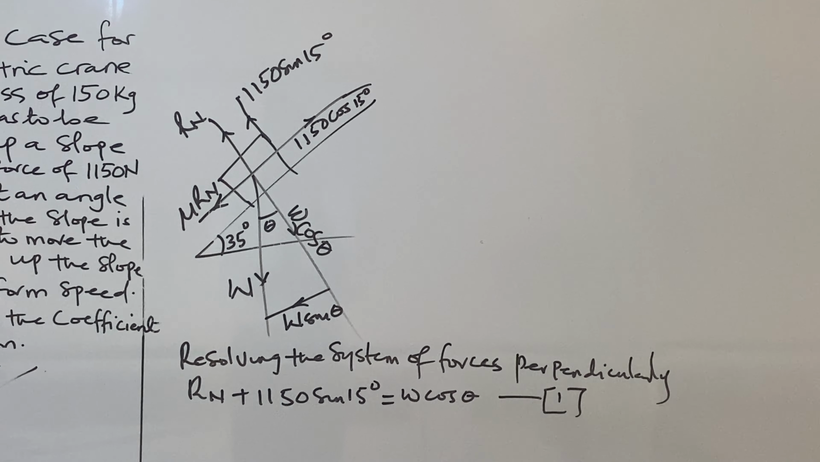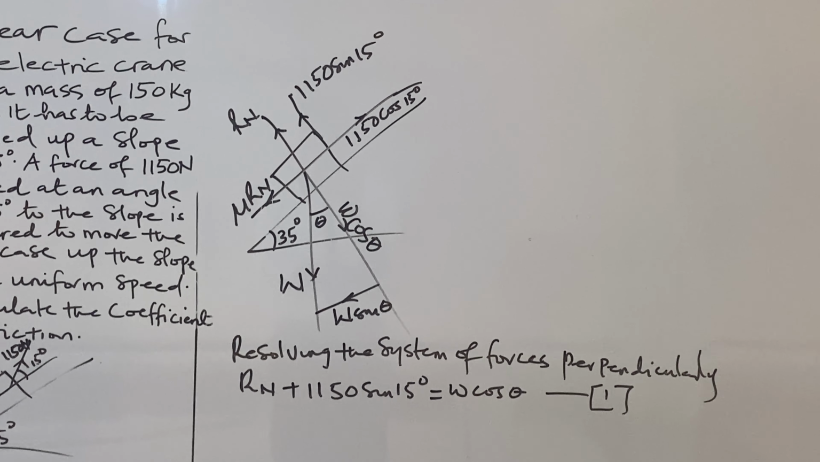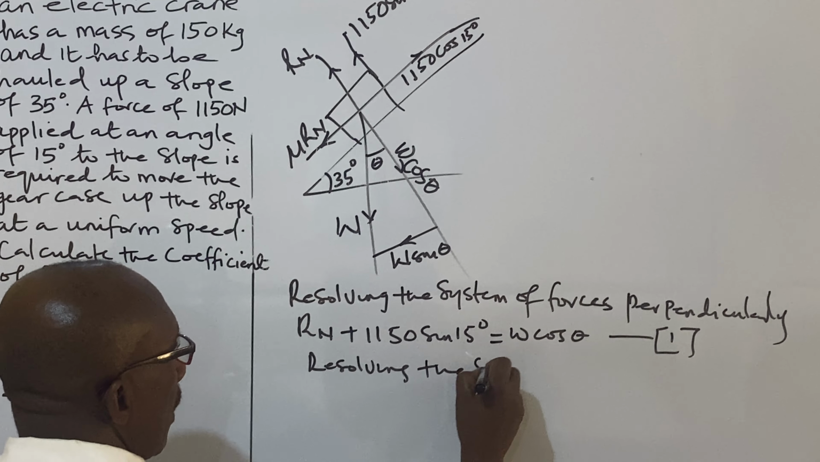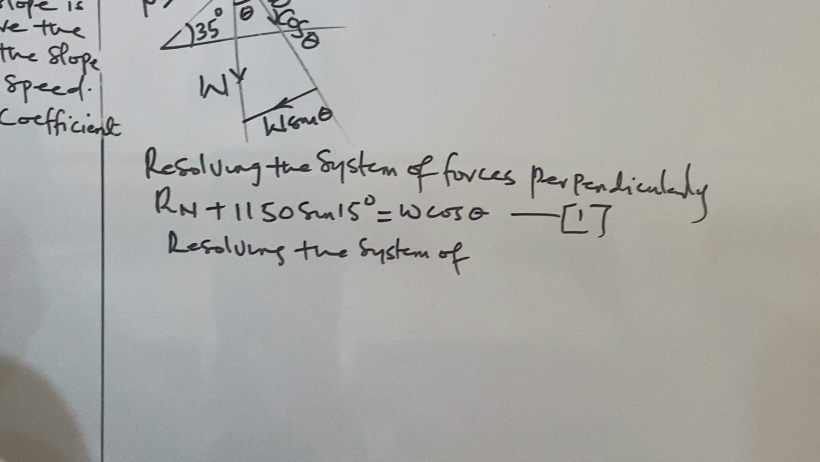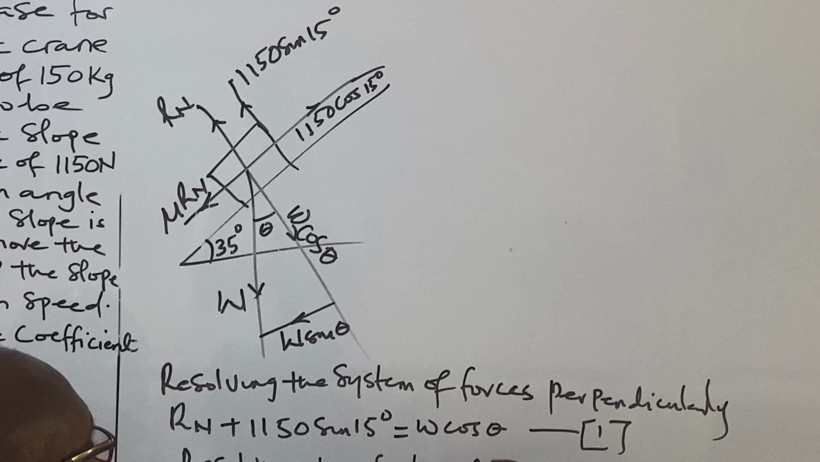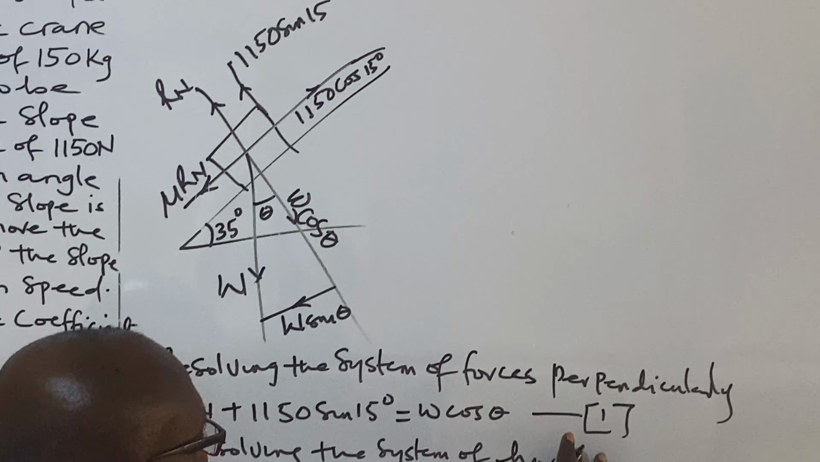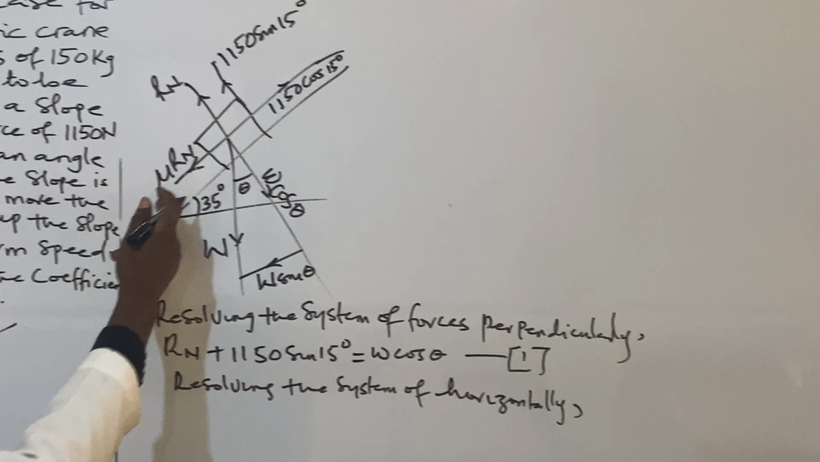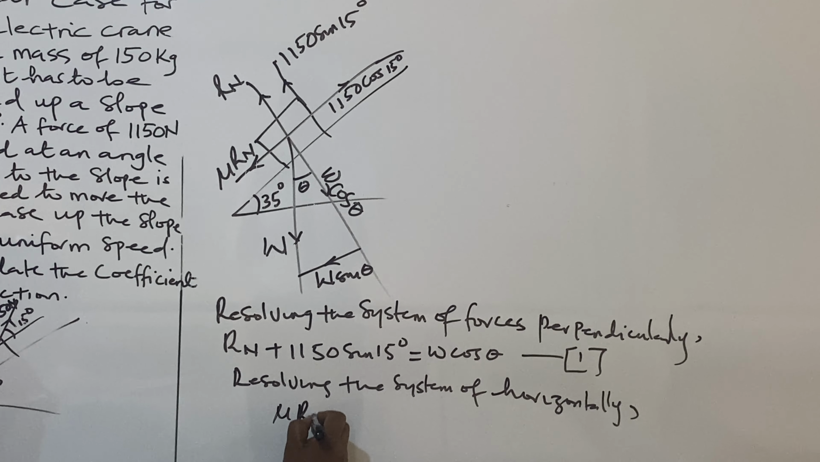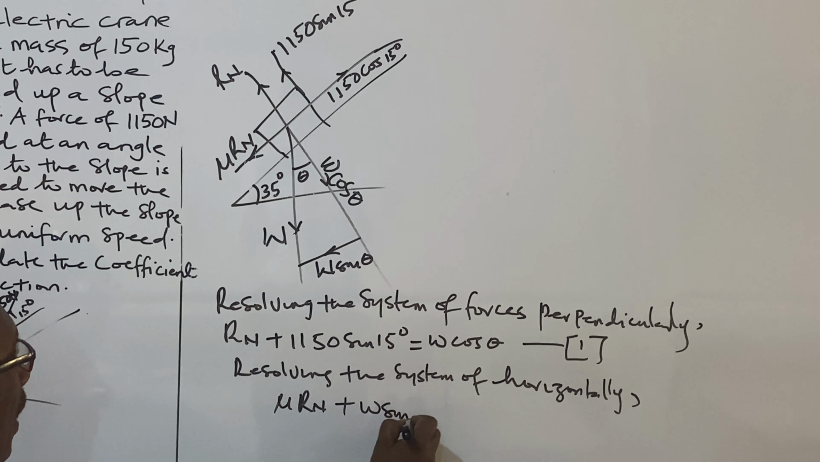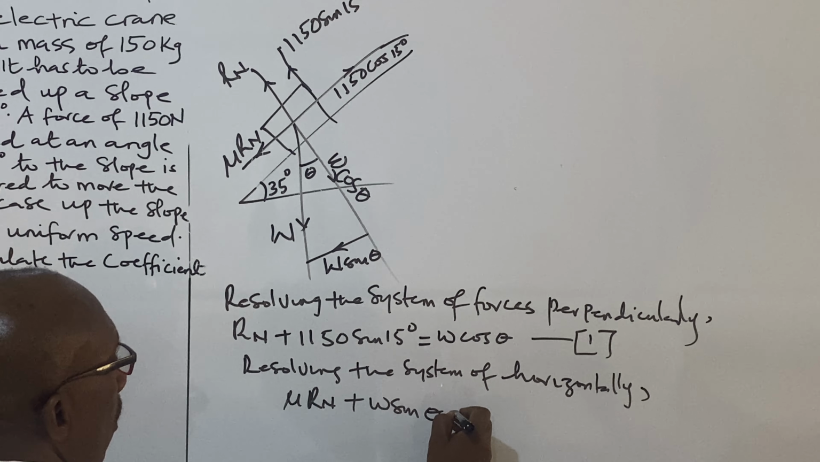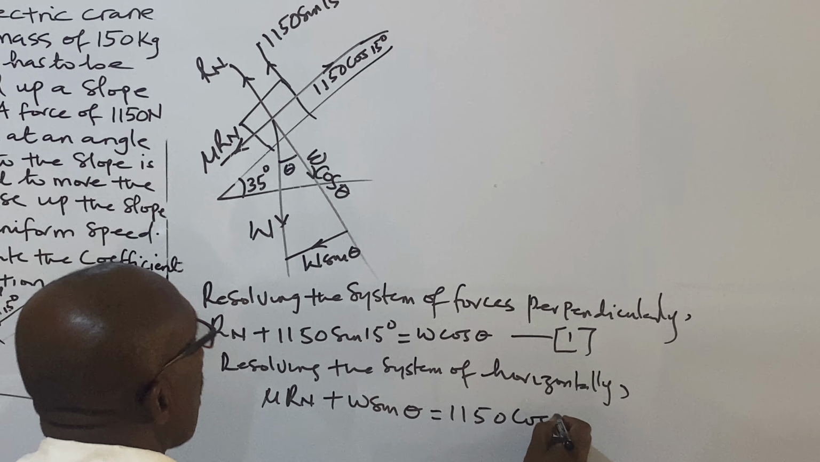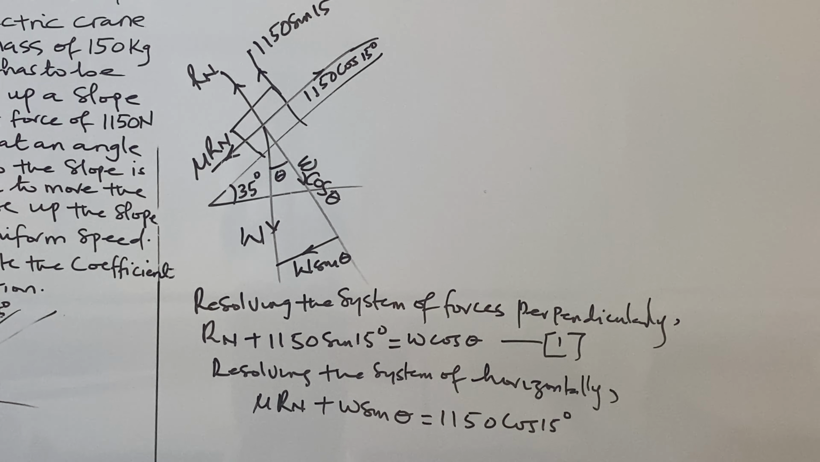Then resolving the system of forces in a horizontal direction, parallel to the plane, we have mu Rn plus W sine theta, which will be opposed by, equals to, 1150 cos 15 degrees. These are resolutions. Let's call this equation 2.